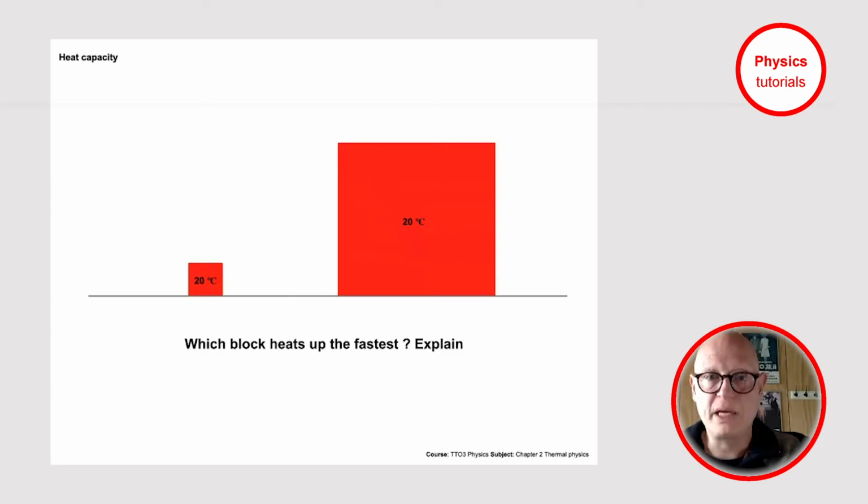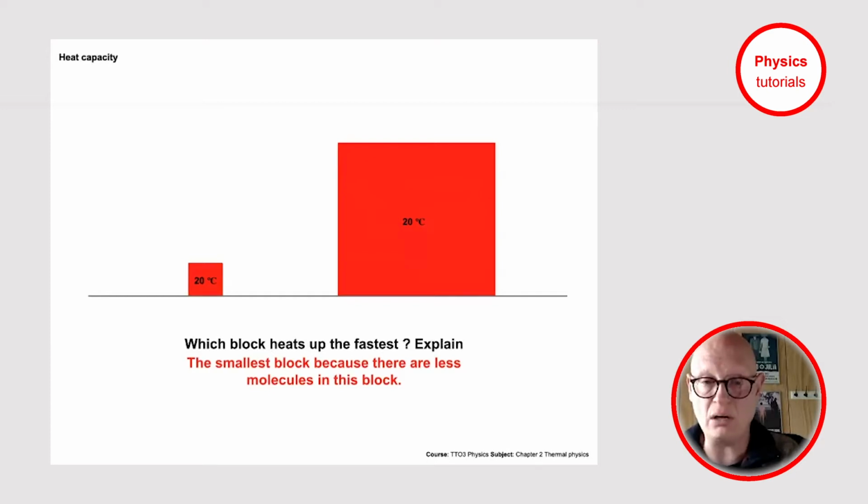Each molecule needs to absorb an amount of heat energy to increase its temperature with, say, 1 degree Celsius. So the more molecules, the more heat energy is needed to increase its temperature with 1 degree Celsius. So when both blocks absorb the same amount of energy, the small block will have a bigger temperature rise. In other words, the small block will heat up fastest. You could also say the smallest block because there are less molecules in this block.